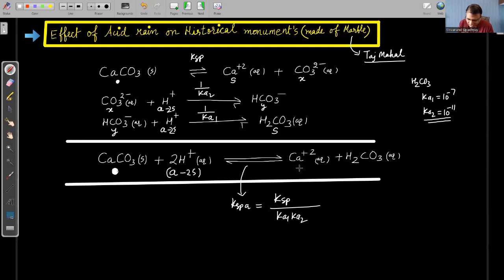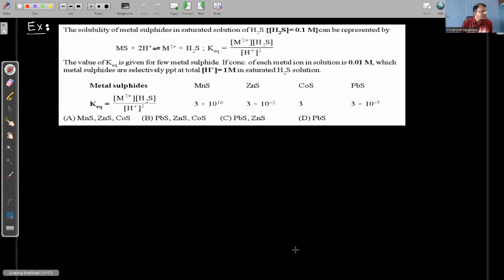All the calcium 2 plus ion is coming from calcium carbonate, so this is equal to S, and all the carbonate ion is now existing mainly in the form of carbonic acid, so this will be S. So using this I can write that KSPA is equal to solubility square upon A minus 2 times S whole square. From there we can solve. If we know KSP, Ka1, Ka2 and A, we can find out the solubility of calcium carbonate in acidic medium. And this is the reason for corrosion of Taj Mahal due to acid rain, and it's a great concern. So based on that, let us practice.